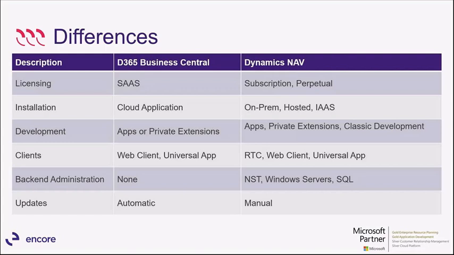And then lastly, updates. For Business Central, the updates are applied automatically for you by Microsoft. And if you have Dynamics NAV, then they still do need to be applied manually. Even if you are using the apps or private extension concept for changes to the product, the cumulative updates and the full upgrades would still need to be applied manually to the product.